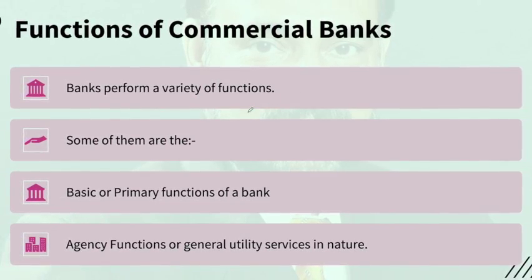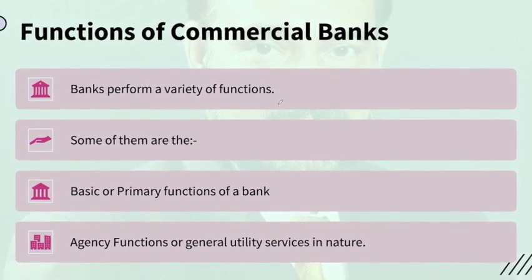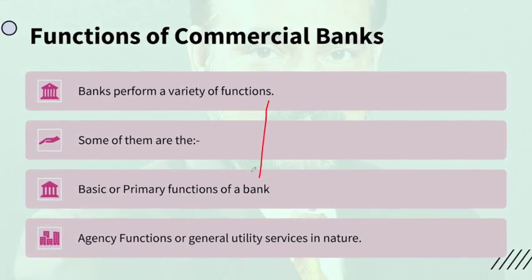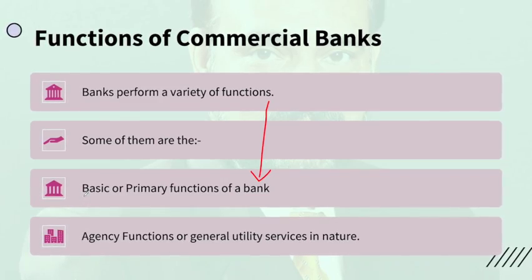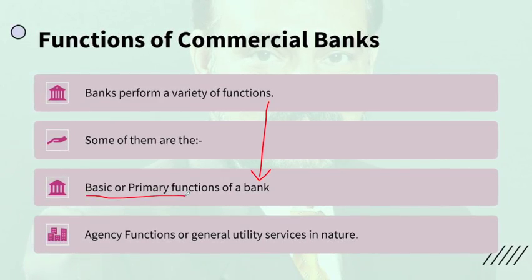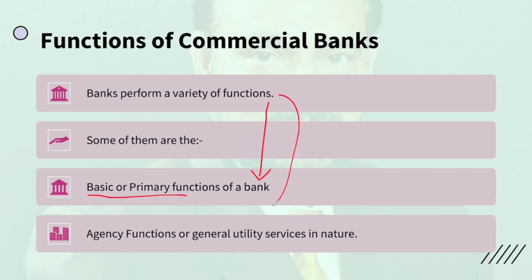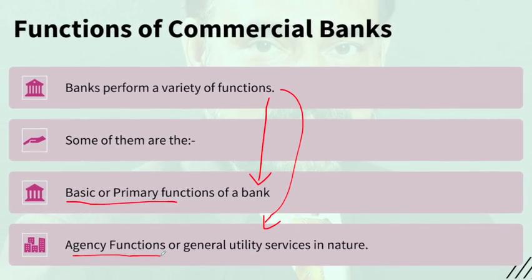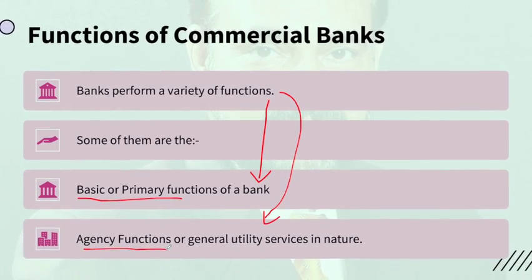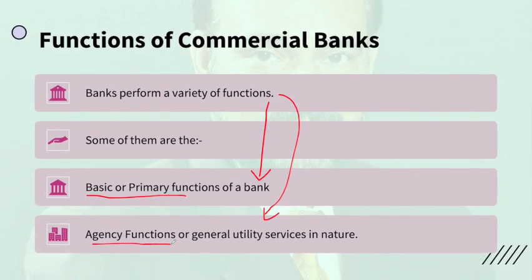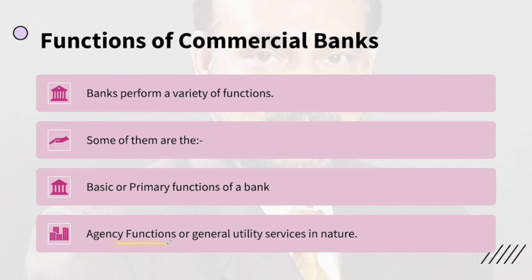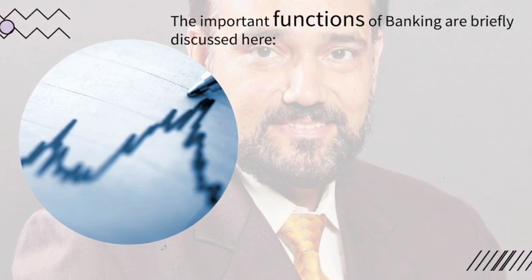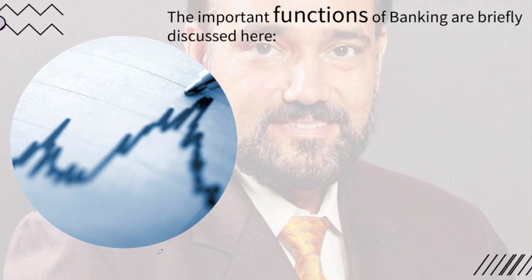Banks perform so many functions. Out of these we can categorize the bank's functions into two categories. Category number one is the basic or primary function of bank, and the second one is the agency function, or we may call it secondary function also, or we can say the general utility services in nature. Okay, so now let us discuss it one by one. The functions of banking we would be discussing.